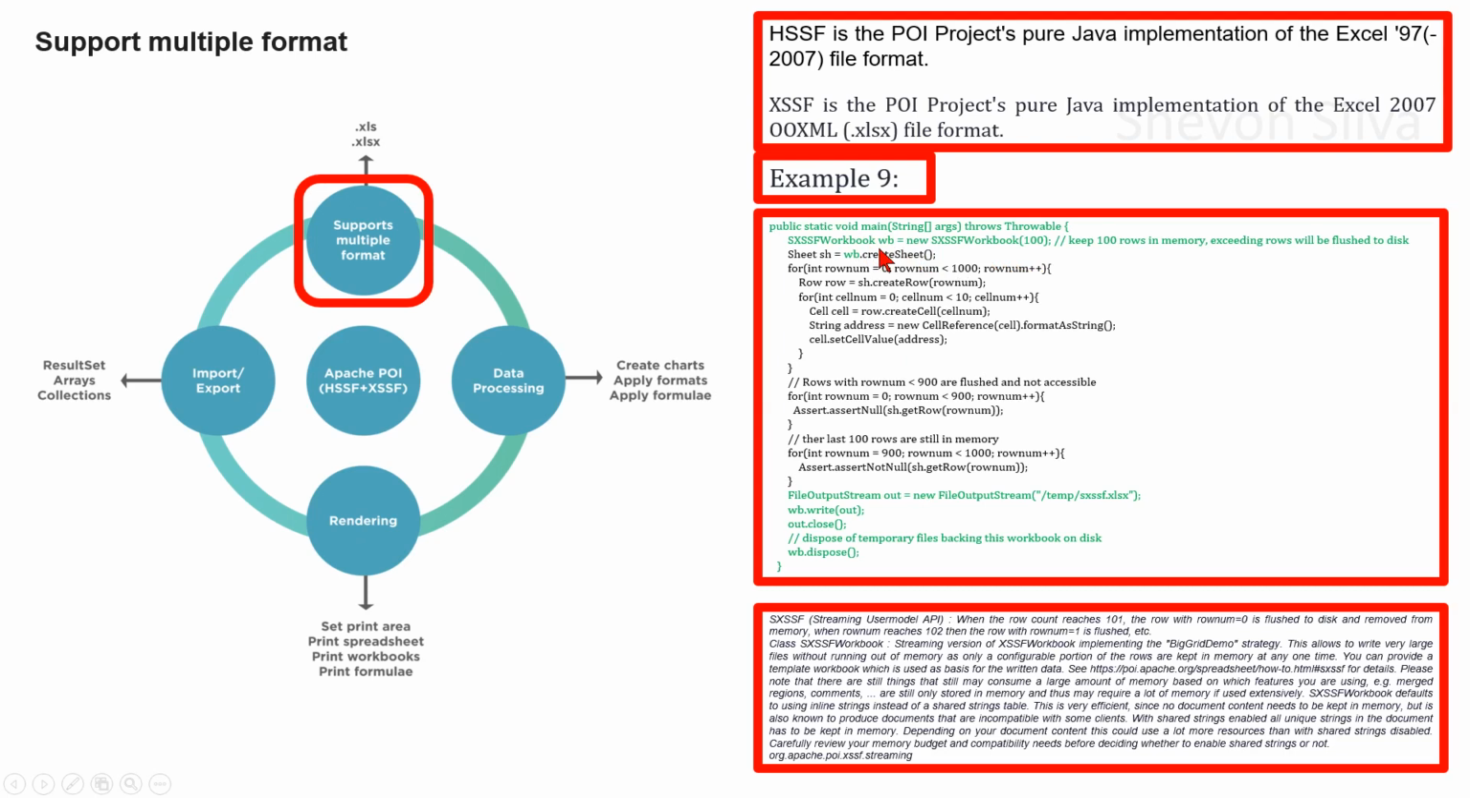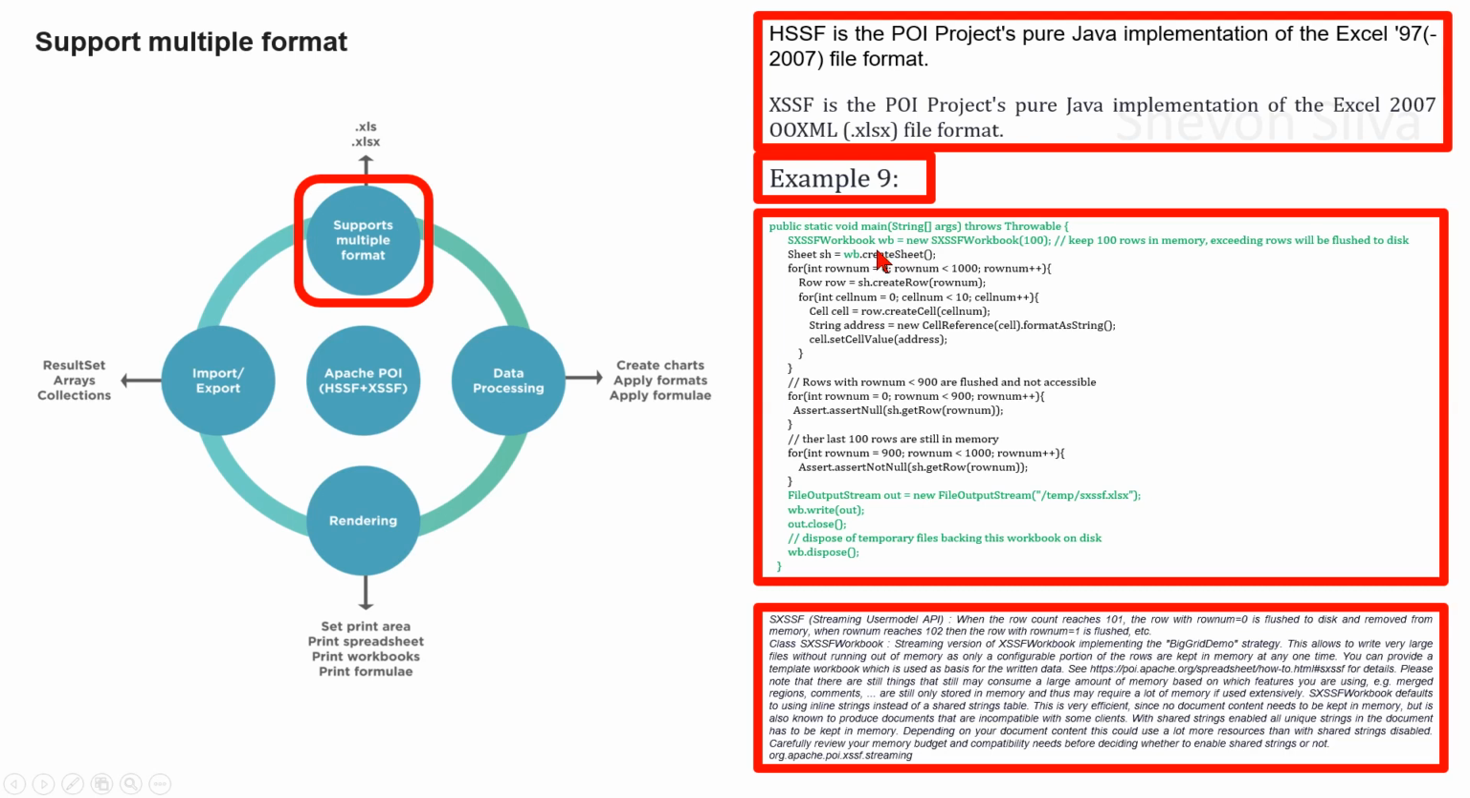Please note that there are still things that may consume a large amount of memory based on which features you are using. For example, merge regions, hyperlinks, comments are still only stored in memory and thus may require a lot of memory if used extensively. Carefully review your memory budget and compatibility needs before deciding whether to enable shared strings or not.